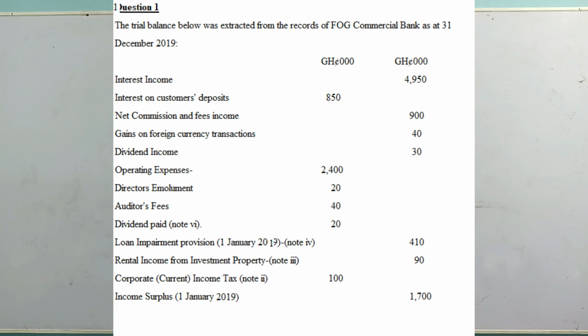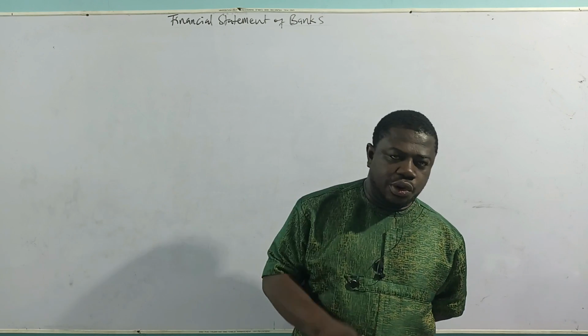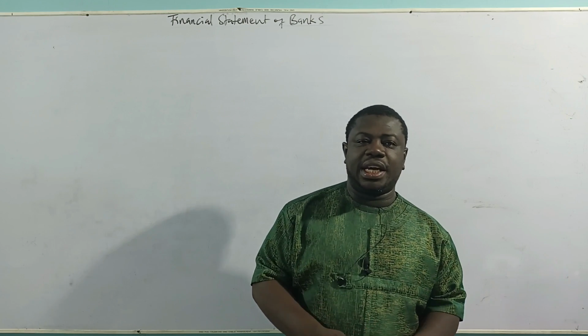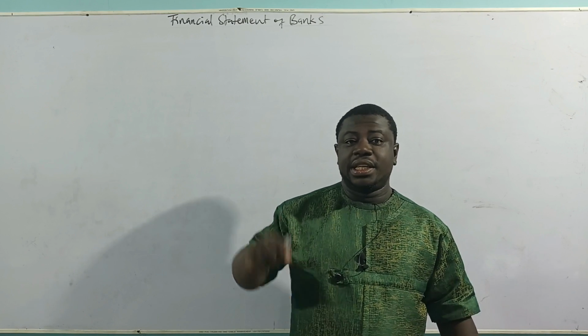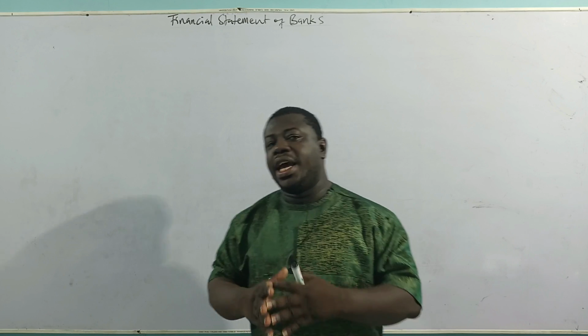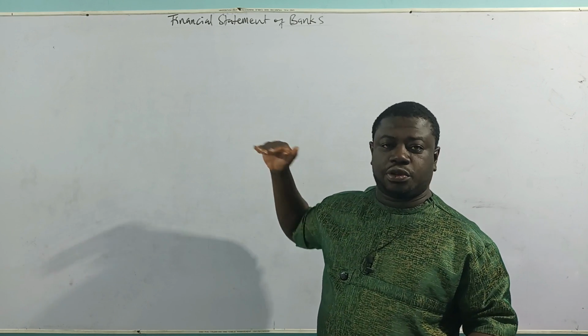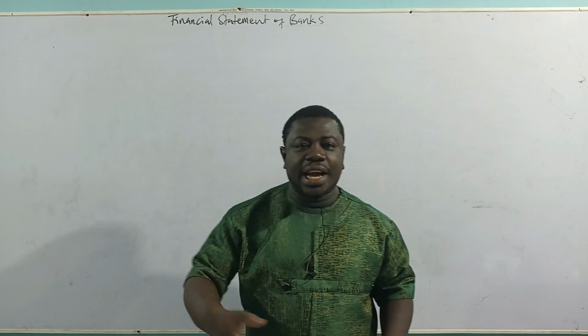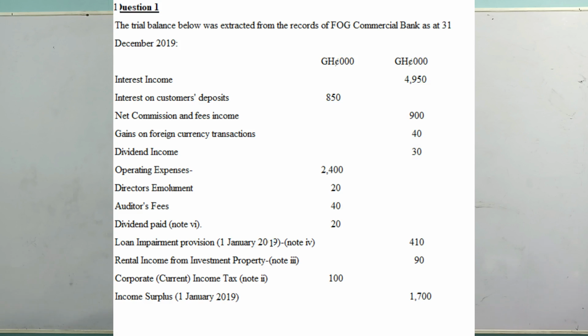Then we move on. There is operating expenses of 2,400. Now, the fact that they've given you operating expenses doesn't mean that that is the only operating expenses. Sometimes you find other operating expenses and then you need to sum all of them up and take the final figure. So you're going to do a lot of workings. Okay, so if we see any other operating expense, we will add that. So here we have operating expenses to be 2,400. Directors' emolument, 20 cedis. Directors' emolument is also part of operating expenses. So take note, we'll add that.